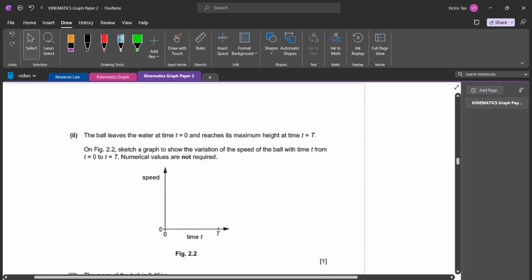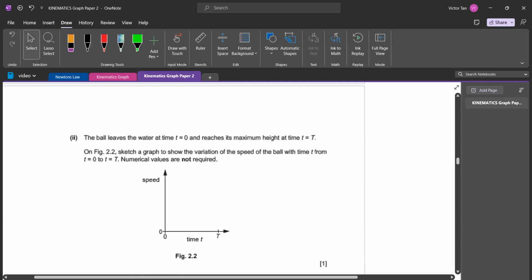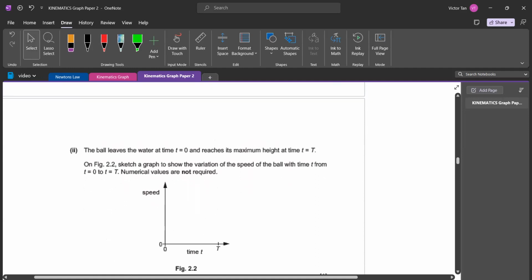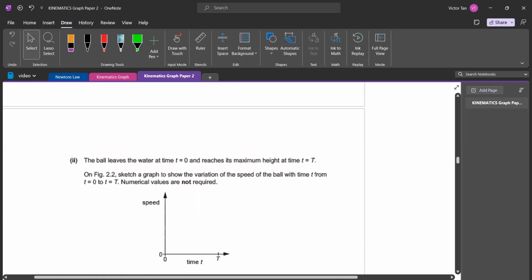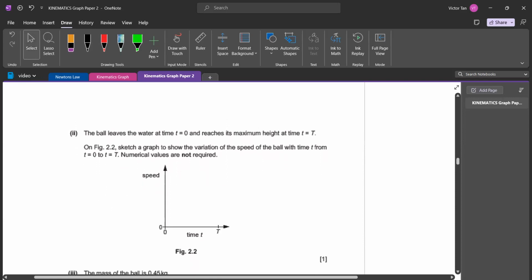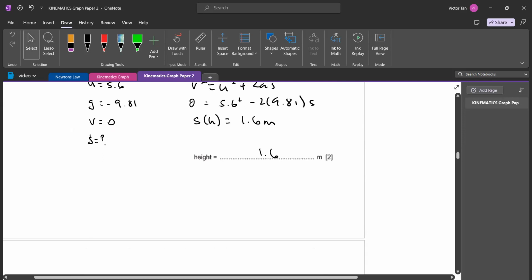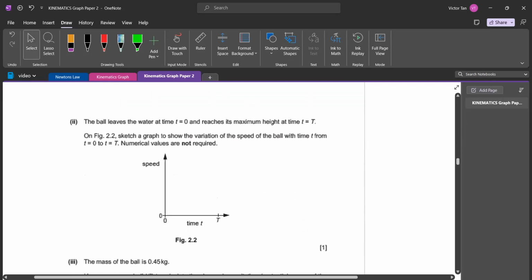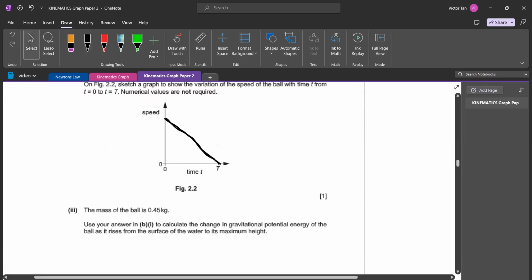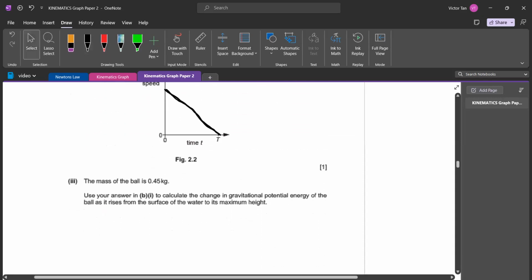The ball leaves the water at time t equals 0 and reaches its maximum height at t equals T. On figure 2.2, sketch the graph to show the variation of the speed of the ball with time from t equals 0 to t equals T. Numerical values are not required. Over here, because air resistance is negligible, acceleration is constant. Therefore, it is a straight line graph.